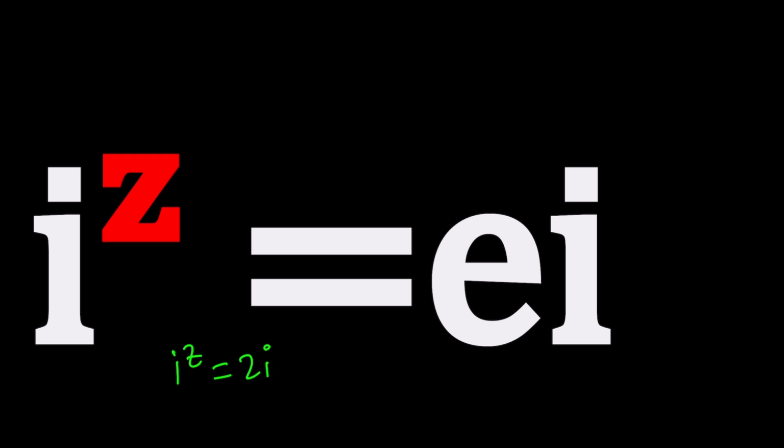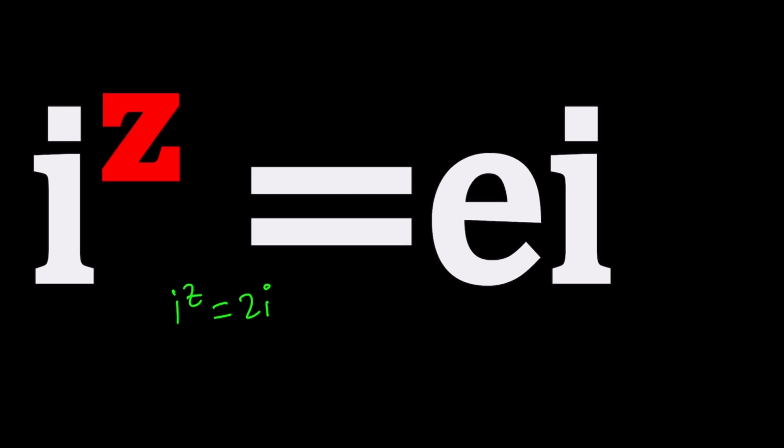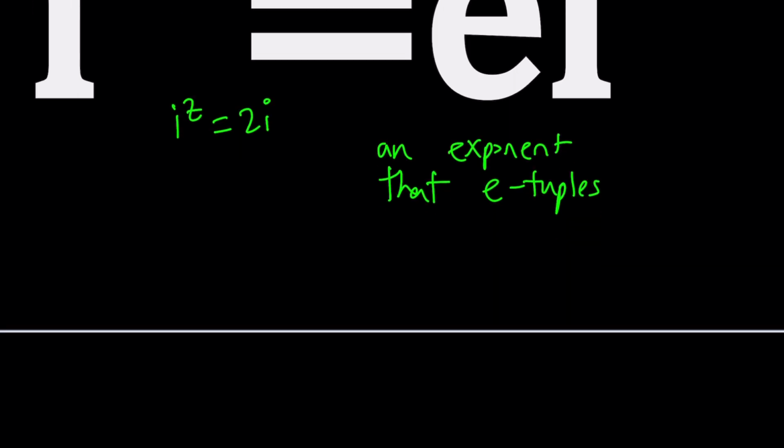Makes sense? So what should we call this? An exponent that multiplies i by e, or should I say an exponent that e-tuples. You know how we have double, triple, quadruple? This is e-tuple. Anyways, this is the problem we have, and how do we solve it?